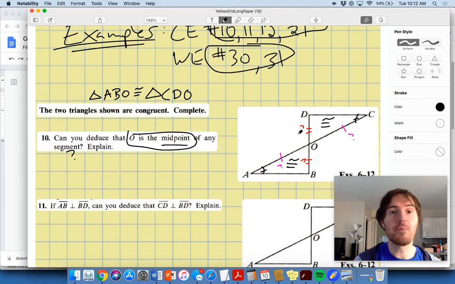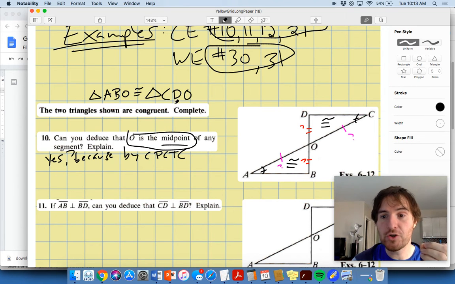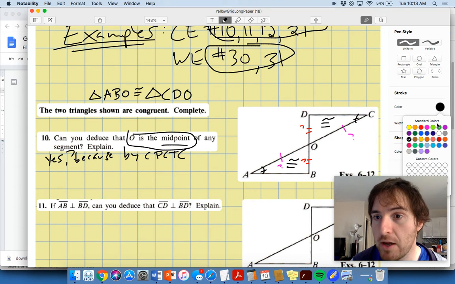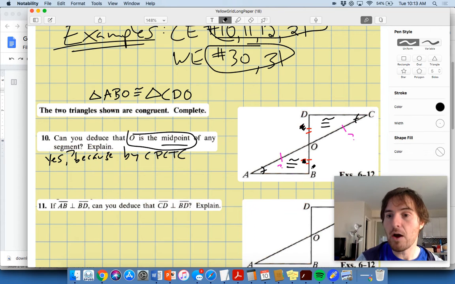All right, so is O the midpoint of any segment? Explain. Well, I'm going to have to go with yes. Okay, because by CPCTC, right, we have congruent triangles, and what we know about congruent triangles is that their corresponding parts are congruent. So because this triangle is congruent to that triangle, then we would know that this DO and BO would be congruent to each other. And check it out here.